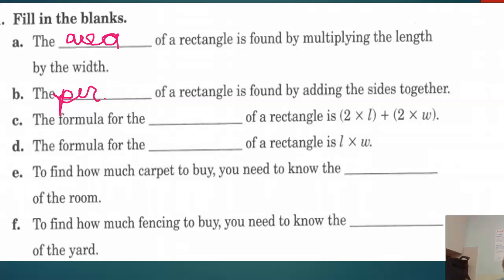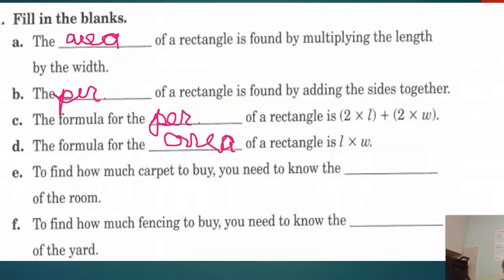Vincent, what do you think? What formula is 2 times length plus 2 times width? And that again would be the word perimeter. Okay, going on. Anderson, the formula for the blank of a rectangle is length times width. And we are saying area. Very good. We are saying area.